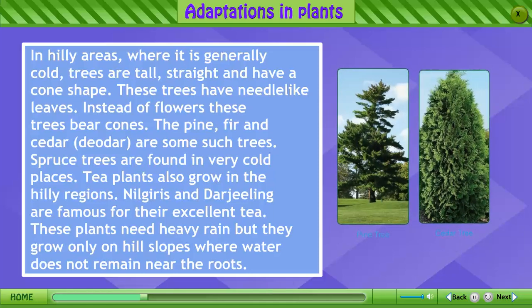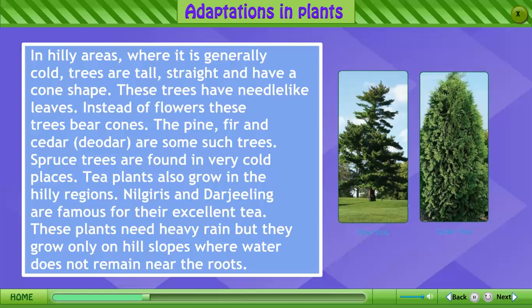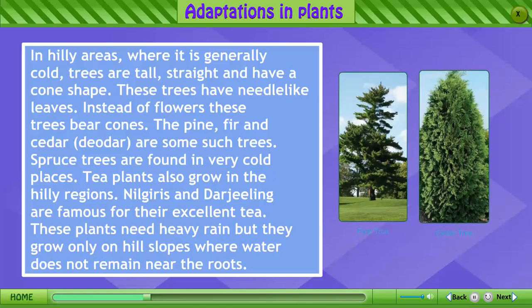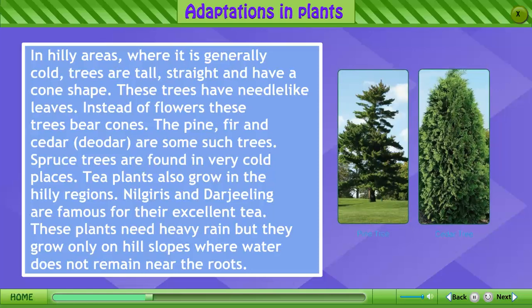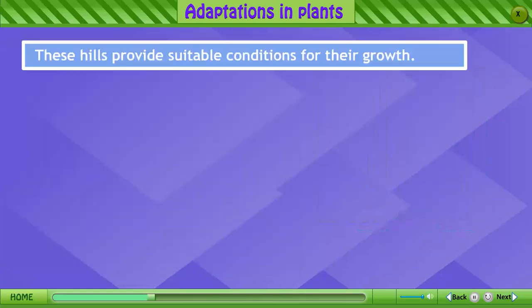Tea plants also grow in the hilly regions. Nilgiris and Darjeeling are famous for their excellent tea. These plants need heavy rain, but they grow only on hill slopes where water does not remain near the roots. These hills provide suitable conditions for their growth.